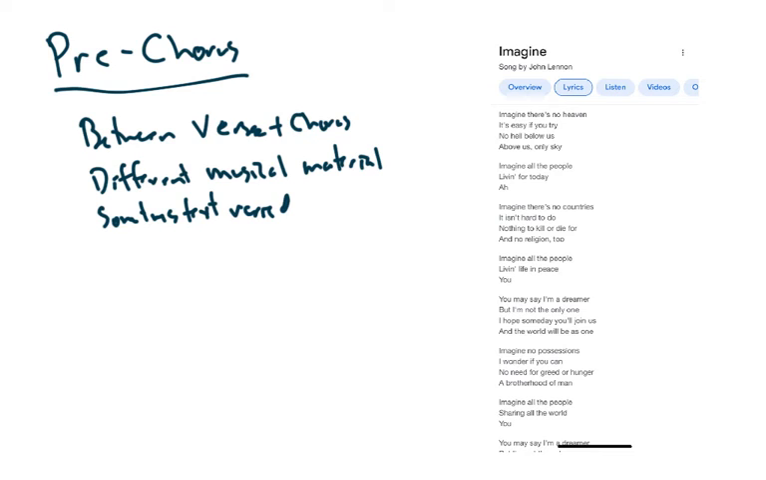For this, we're going to look at Imagine by John Lennon. This is a great example of this. So we can already, well, I kind of ruined it for you in how I took the picture here. But this piece has a chorus down here.